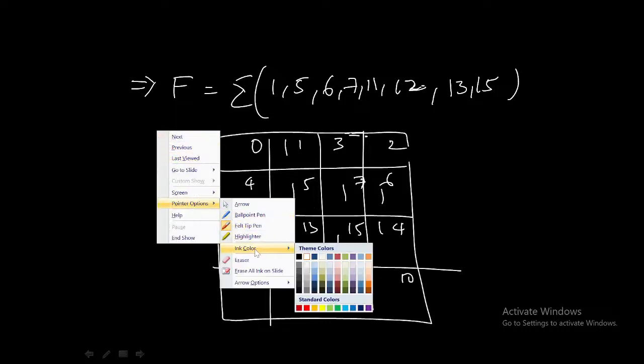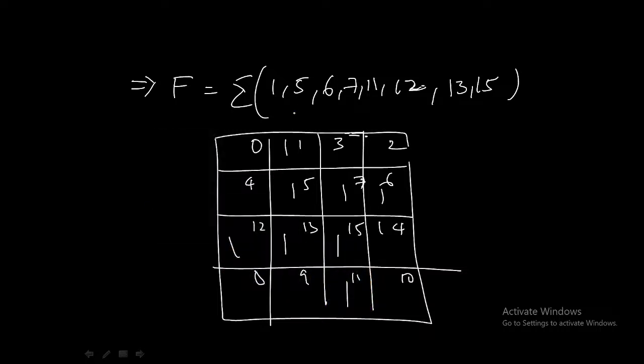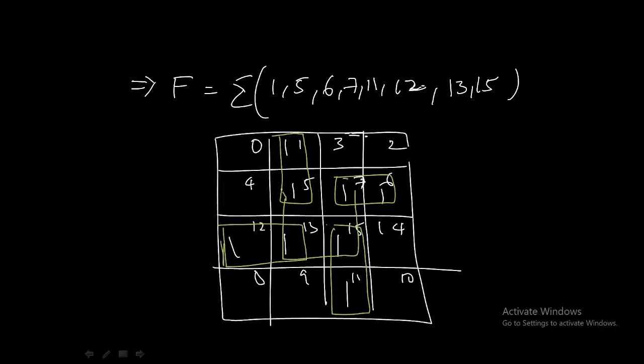Let me change the color now. So let's see the number of implicants first present here. This is one type of implicant which is present here, and this is another group we can form, and this is one more group we can form, followed by these two groups. And we can also form a quad here: 4 adjacent cells we can group like this.